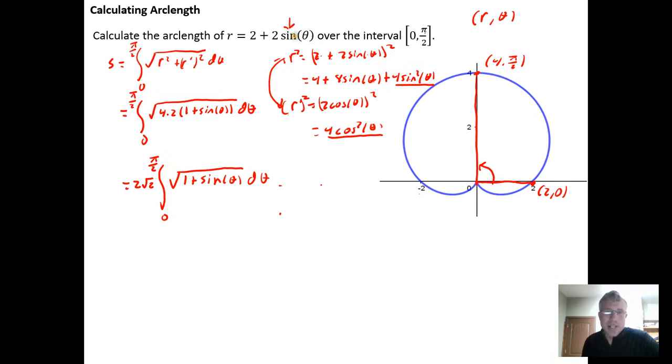Had I put a cosine here instead, I think we would have gotten that in here, but I didn't, so we're getting the 1 plus a sine. But you do want to watch for 1 plus or 1 minus the cosine under the square root, and let me show you why real quickly.